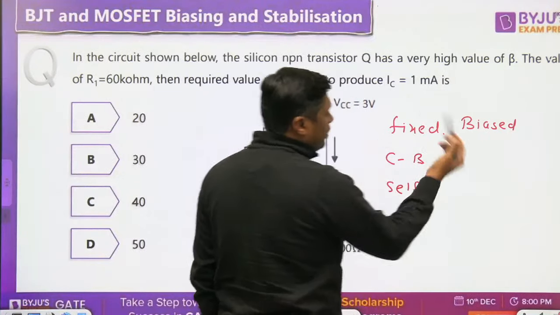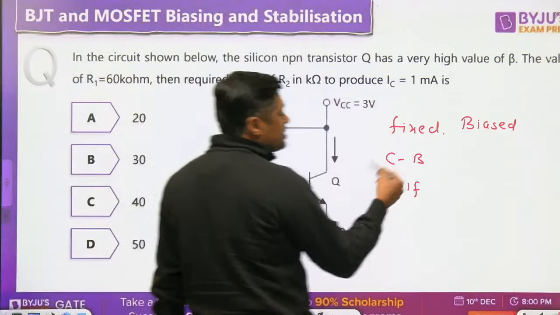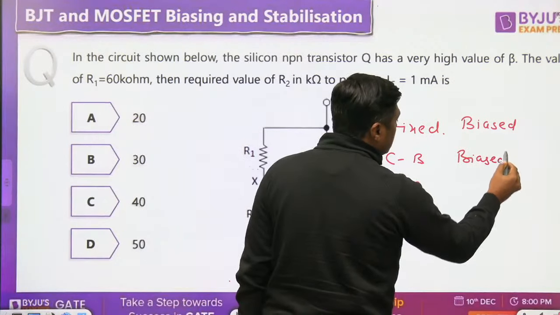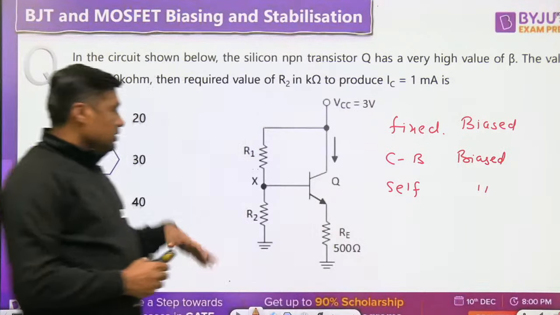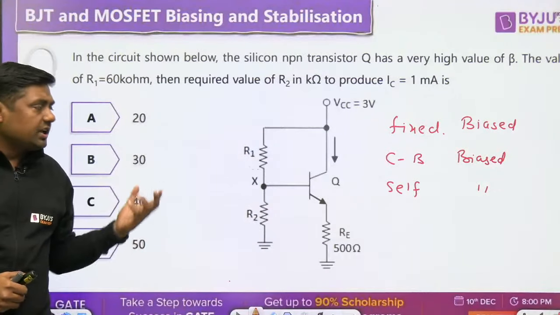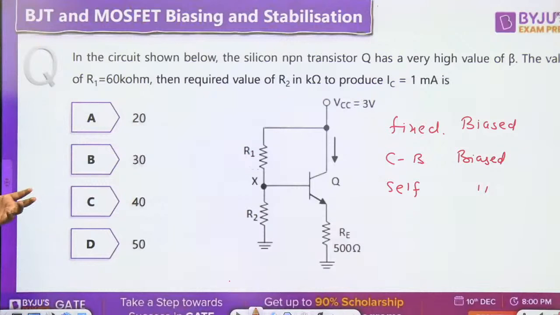Normally in BJT we are doing this type of biasing: fixed bias, collector based bias, or self biased circuit. Tell me, this is R1, that is R2, VCC, and that is RE connected here. What is the name of this circuit and what is the answer for this particular question? You are able to solve the question, but what is the name of this circuit?